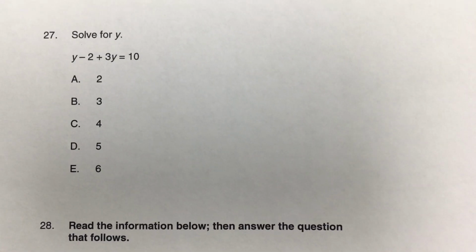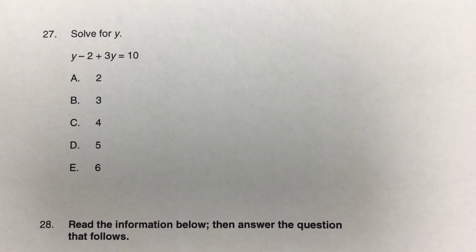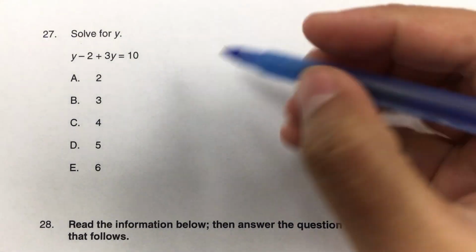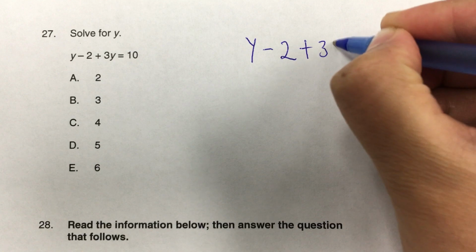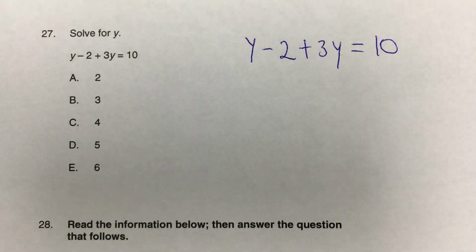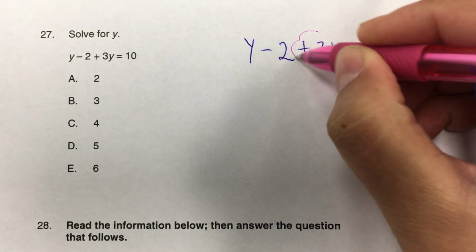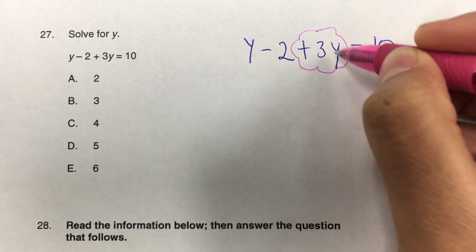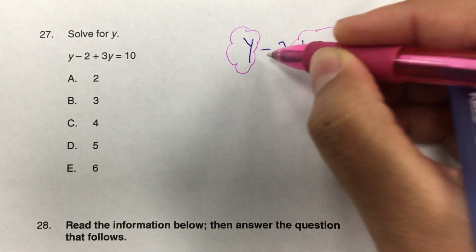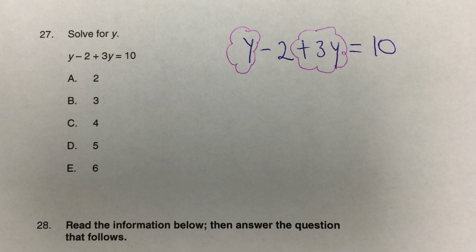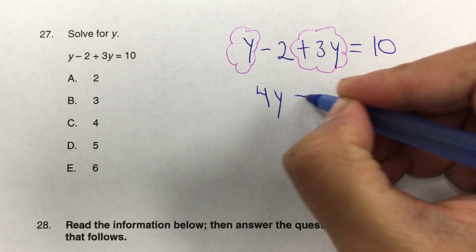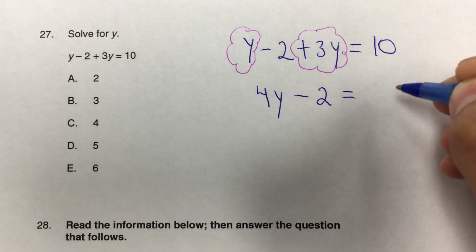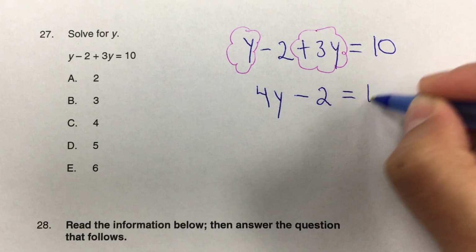Number 27. If you know how to work with equations, then this is very simple. Let me just rewrite it: y minus 2 plus 3y equals 10. The first thing to do is to combine like terms, which is 3y and positive y. Remember that the negative belongs to the 2. So 3y and y is 4y, minus 2 equals 10.